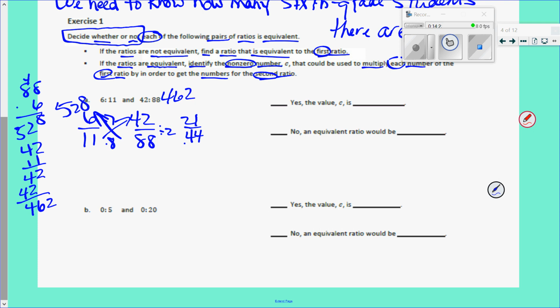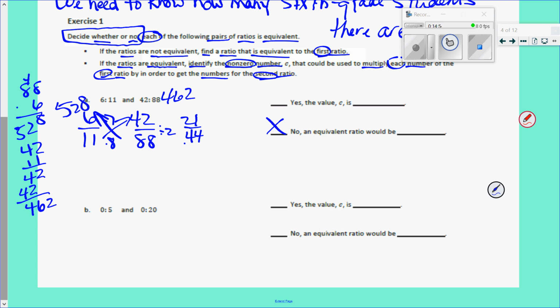Now, again, the reason I like cross multiplying: which fraction is bigger, 6/11 or 42/88? 6/11, because 528 is bigger than 462. So when I cross multiplied towards the top, this number is bigger than that one. That means our first fraction is bigger. So, were they equivalent? No. So we're going with the second one. We'll check that box.